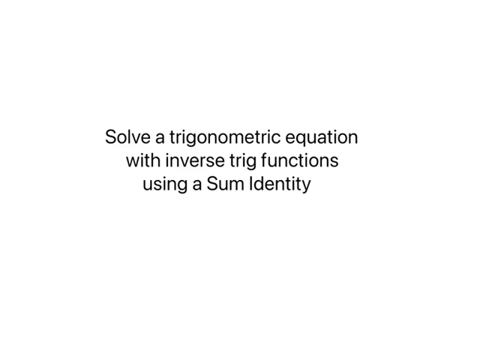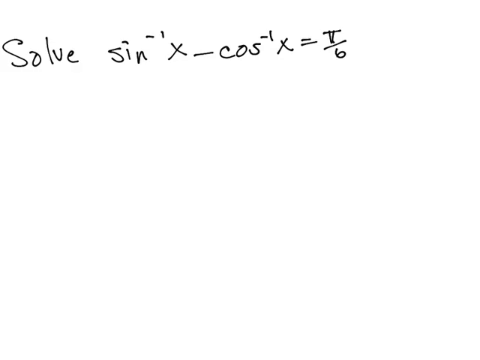Let's solve a trigonometric equation with inverse trig functions using a sum identity. Friends, this one's got a lot of steps, so I want you to stick with me. We're going to solve inverse sine of x minus inverse cosine of x equals pi over 6. Now, this has a lot going on.